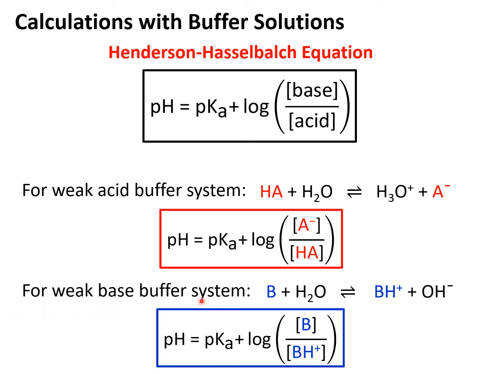For weak base buffer systems, using the equation shown here, we see that the pH is defined in the same way, where the pH equals the pKa of the acid form plus log of B, which is the base, divided by BH plus, which is its conjugate acid.